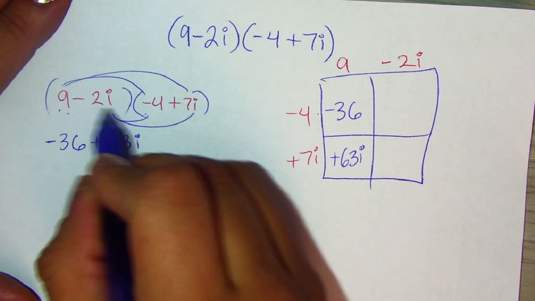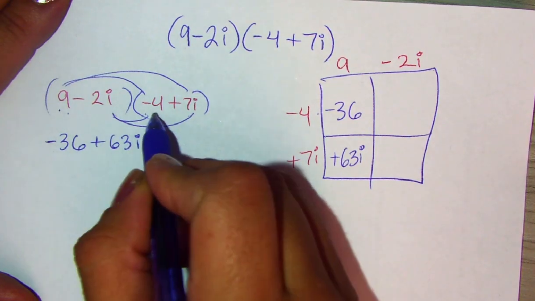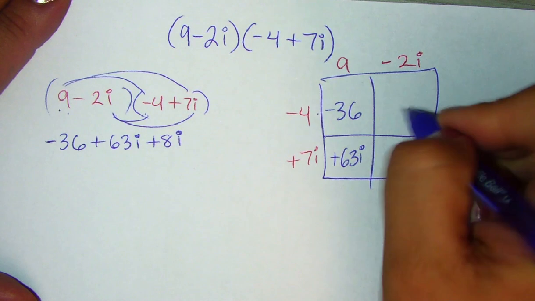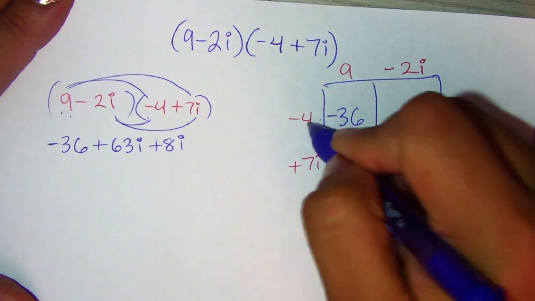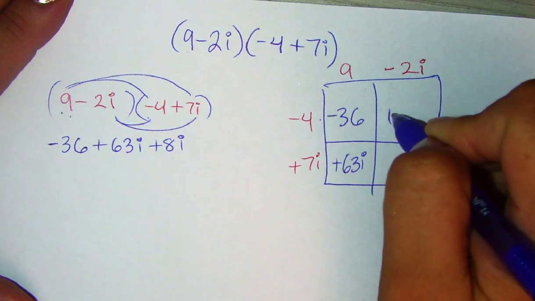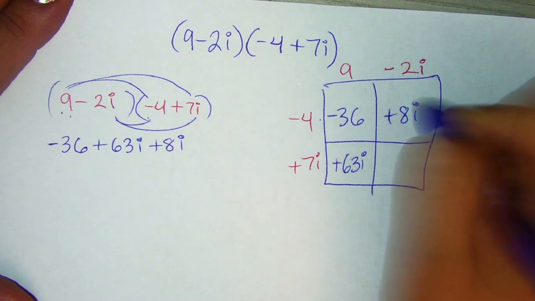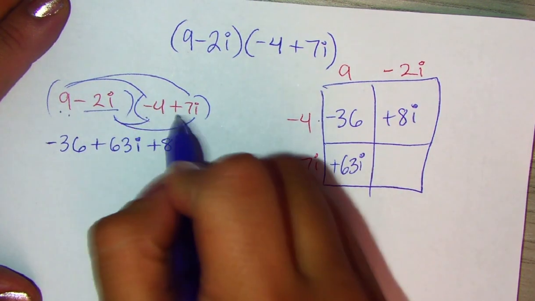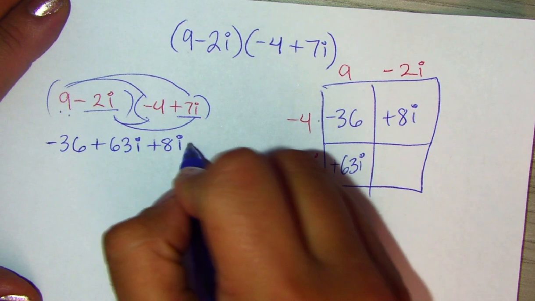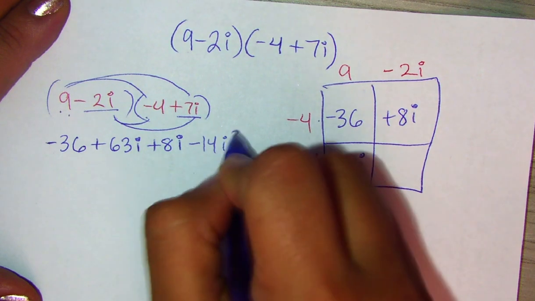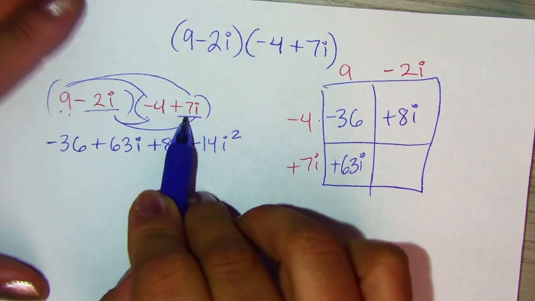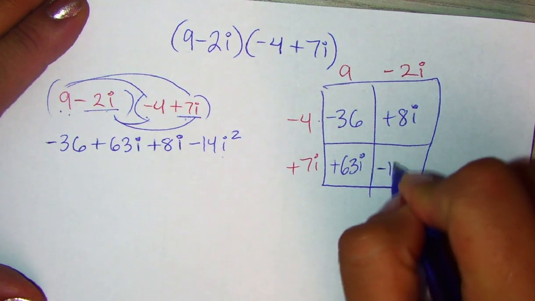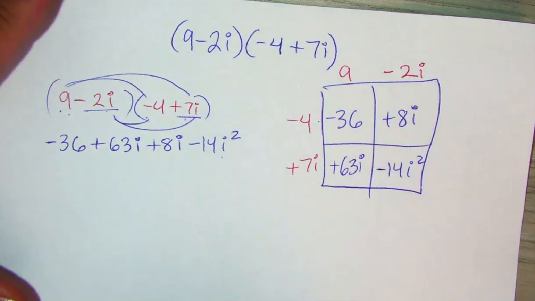Next, we're going to do negative 2 times negative 4, that is positive 8i, and that will be on this top corner, negative 4 times negative 2, that's positive 8i. And the last one will be negative 2 times positive 7i, so that's negative 14i squared, because i times i is i squared. And that will go in this corner right here, negative 14i squared.